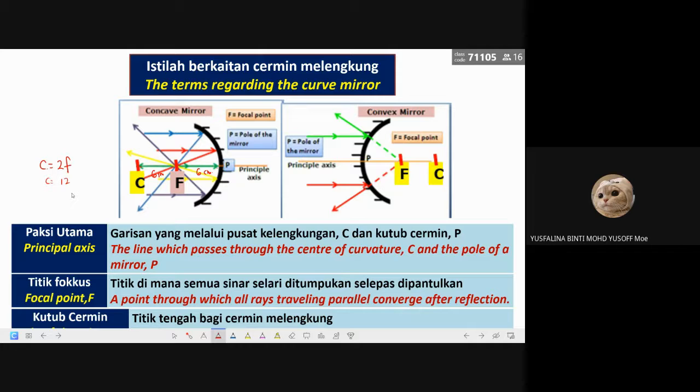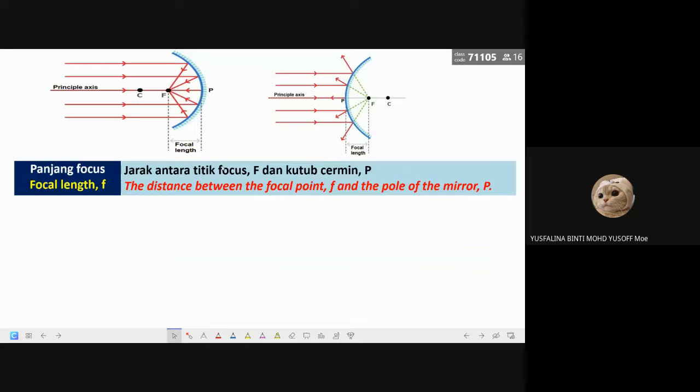And the pole of the mirror, so this is the pole of the mirror. Remember, in the lens, we call it the optical center. For the mirror, we call it the pole of the mirror. And the focal length is the distance between F and P. So this is the F.